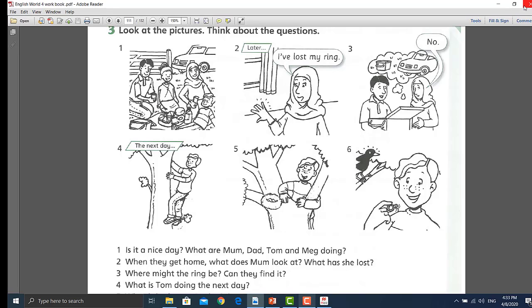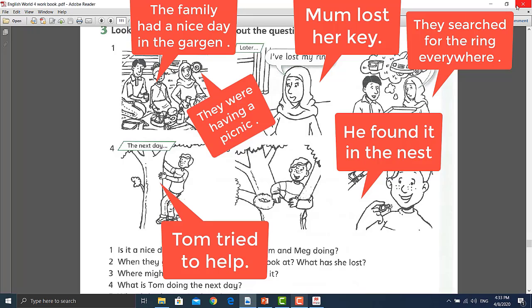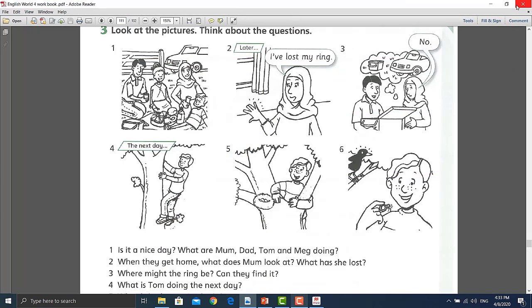I'm going to show you some ideas. It may help you to form your own story. And after finishing your story, try to send them to me in order to be checked.